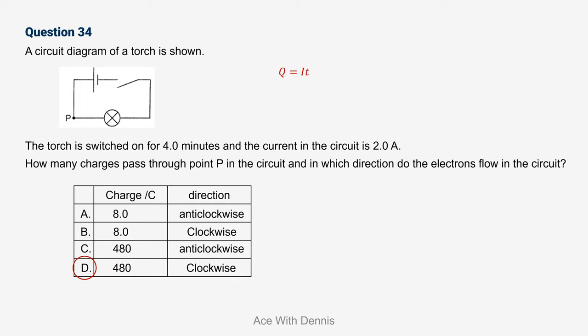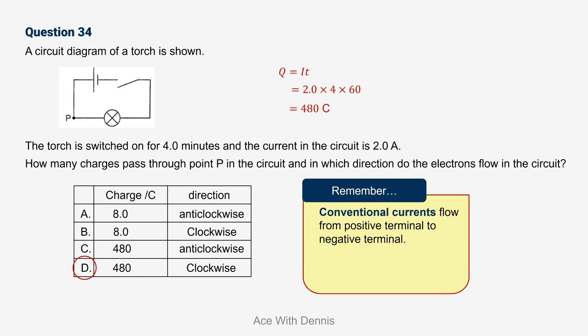To calculate the charge, we can use the formula Q equals I t, given that the current is 2 amps and the time is 4 minutes. We have to multiply by 60 because we need to convert the time into seconds. Therefore, it will be 480 coulombs. Next, to determine the direction of the electron flow, remember that conventional current flows from the positive terminal to the negative terminal, and the electron flow is in the opposite direction of conventional current. So from this diagram, this blue arrow shows the conventional current and this red arrow shows the electron flow. Therefore, for this question, the answer is D.